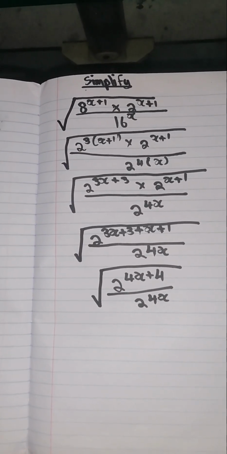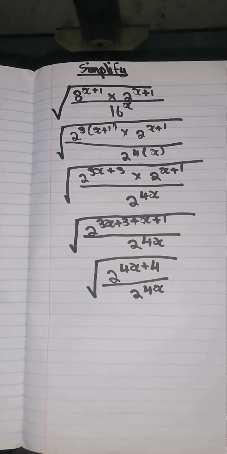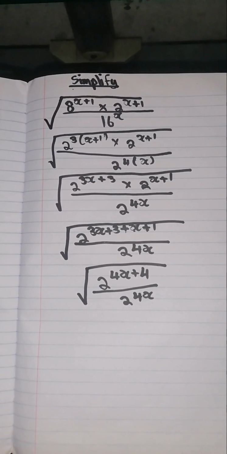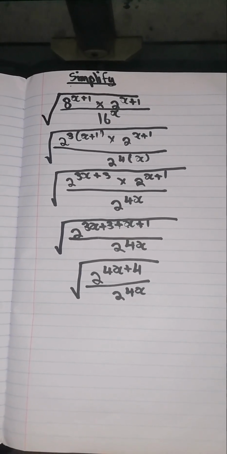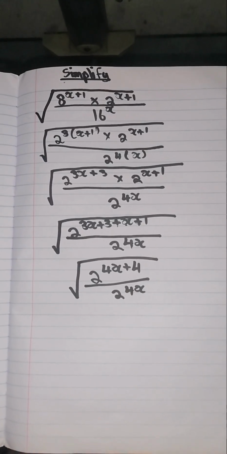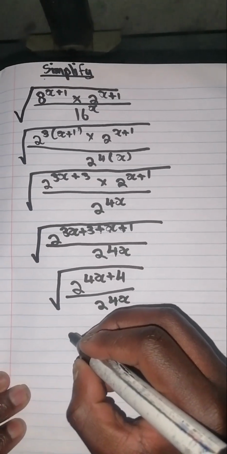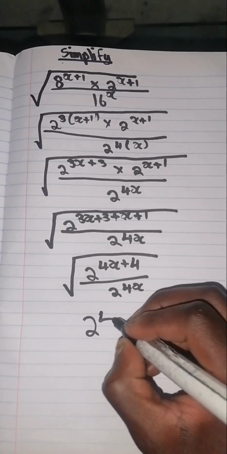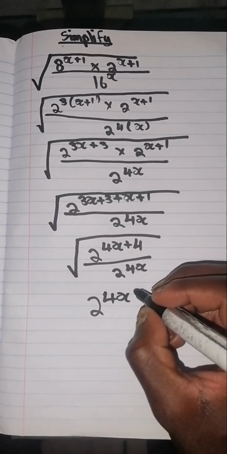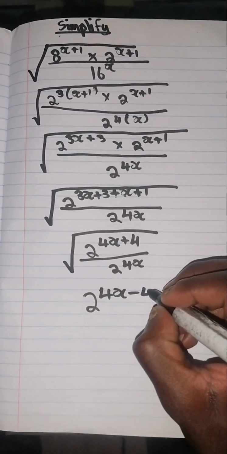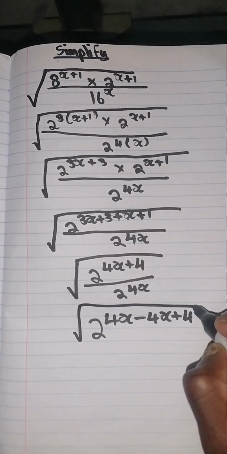Now from here you are either going to use the second law of exponents, which is dividing same bases, as we have 2 in the numerator and the denominator, or you can just cancel out the 2 to the 4x in the numerator and the denominator, but you'll use the second law of exponents. Now the second law of exponents: when you divide same bases you subtract the exponents, so subtract 4x from the 4x plus 4 in that exponent, inside a square root.